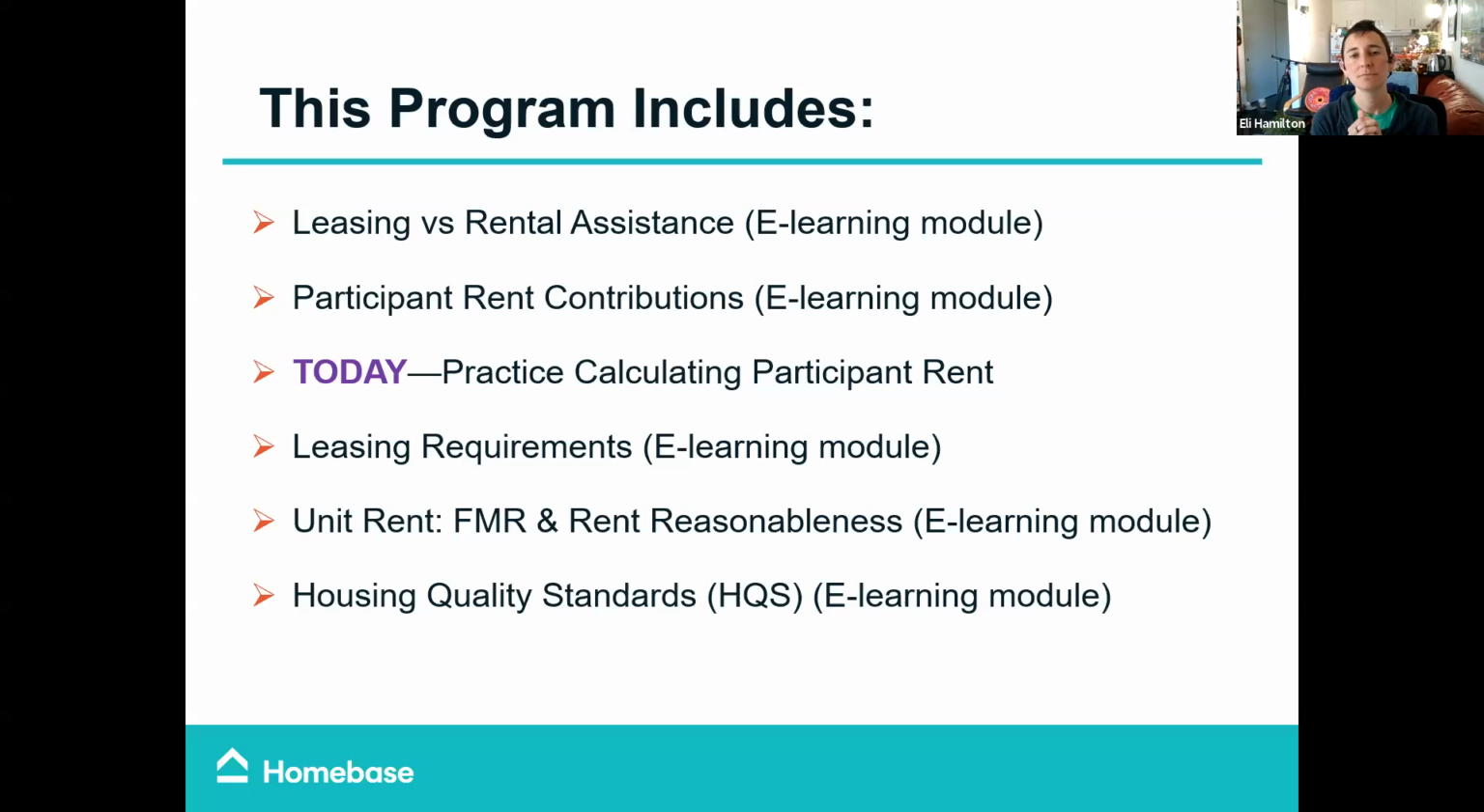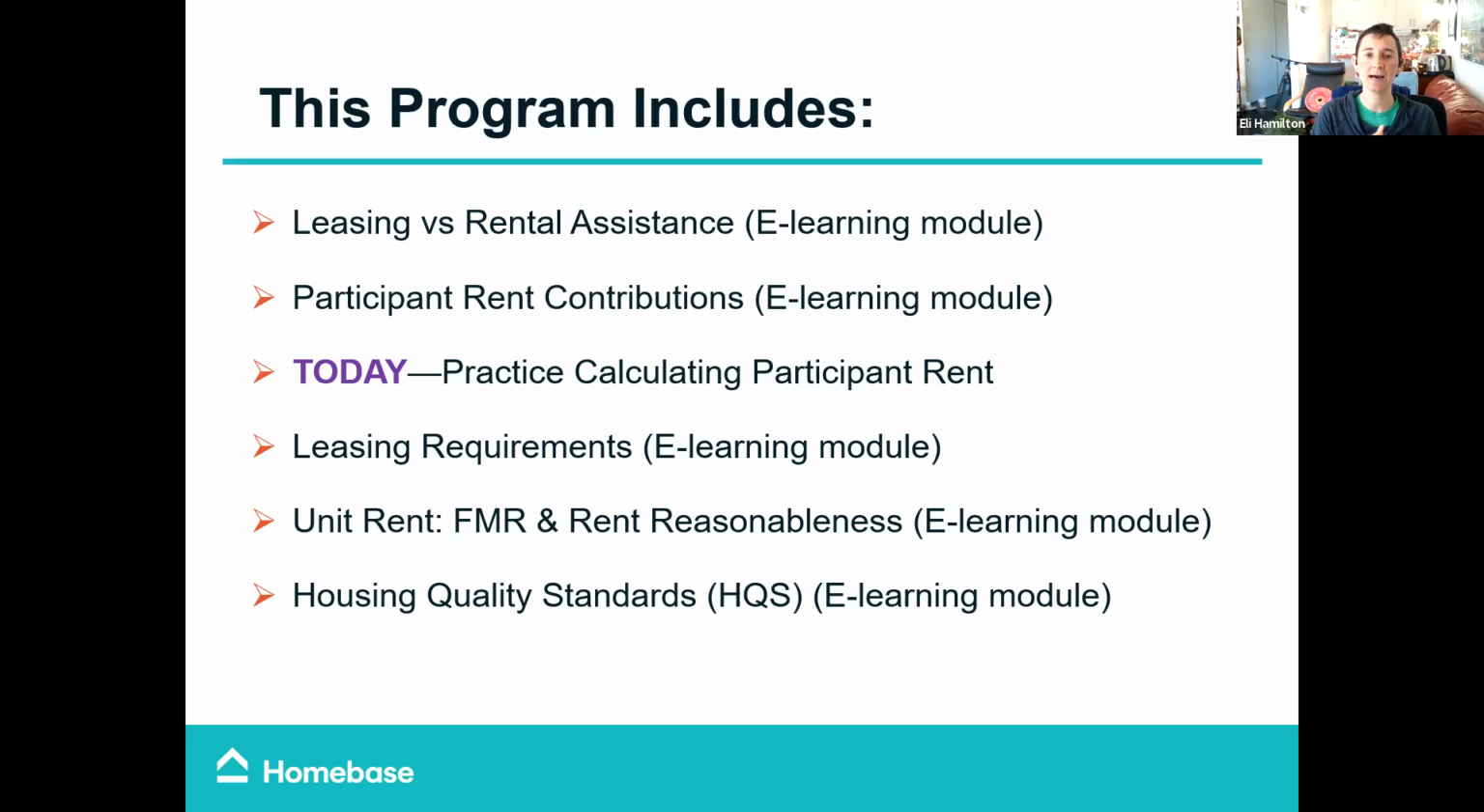The first couple of modules in this training series were the leasing versus rental assistance module in Bridge, and then the module in Bridge that's focused on the topic for today's training, which is participant rent contributions. Participant rent, and calculating how much rent the folks in your projects should be paying, is one of the longer, more detailed requirements of this funding stream.